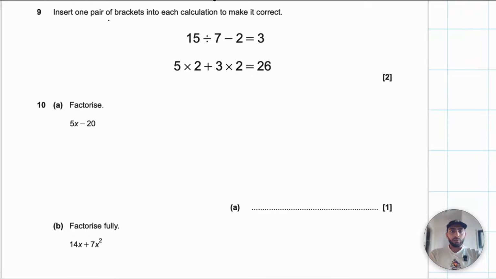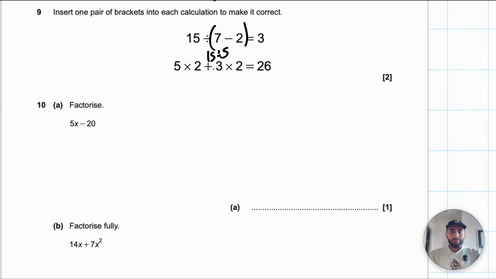Question 9. Insert one pair of brackets into each calculation to make it correct. Sometimes it might be useful just to work out what you would currently get and then see where it is, but this one might be quite obvious. We're just putting brackets around here and here. 15 divided by 7 take away 2 is 5. 15 divided by 5 would give us 3.